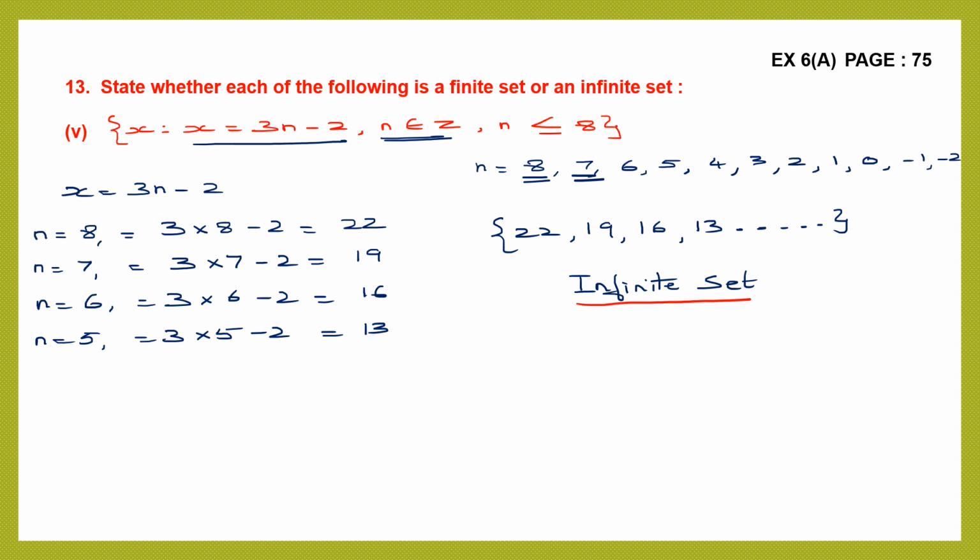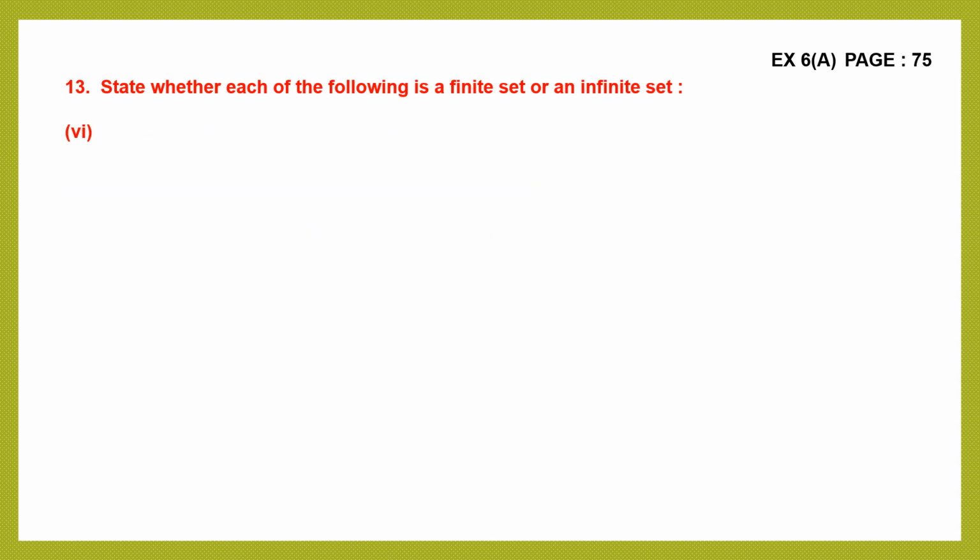We can write out our answer this way. Question 6. X is such that x is equal to n minus 2 by n minus 1 and n belongs to whole numbers. Now whole numbers, so that means n is equal to starting from 0, 1, 2, 3 and so on. So this itself is giving us a hint that this is going to be an infinite set because the number of elements are unlimited, countless.